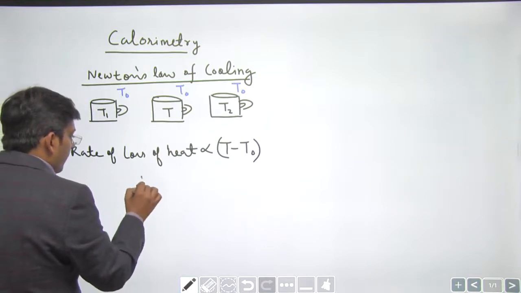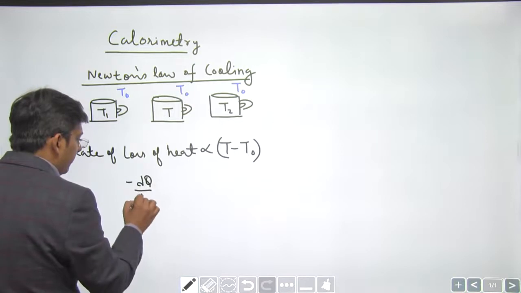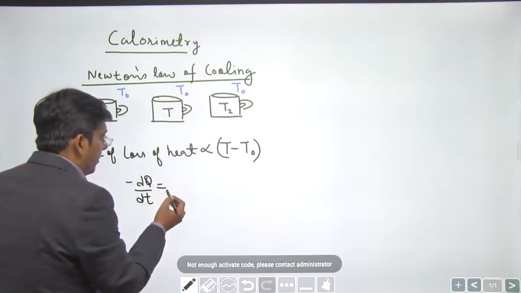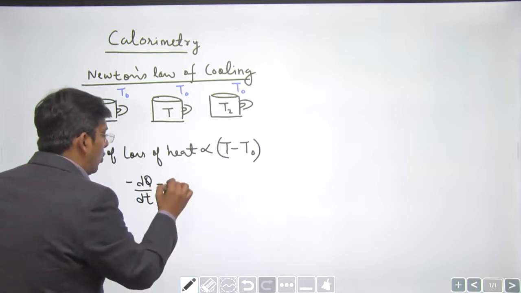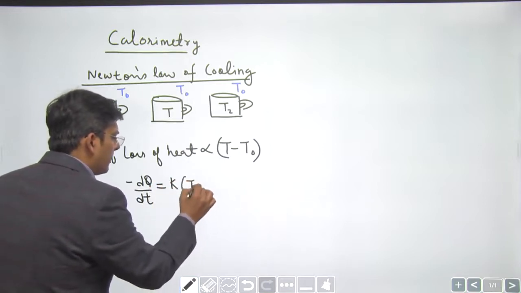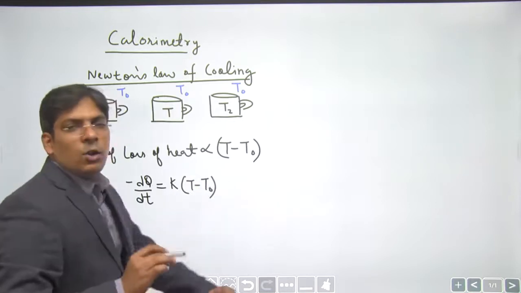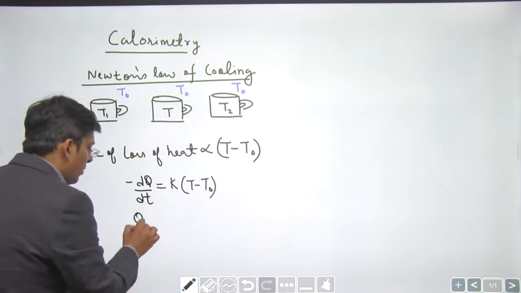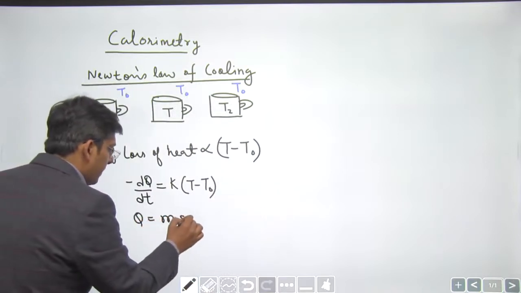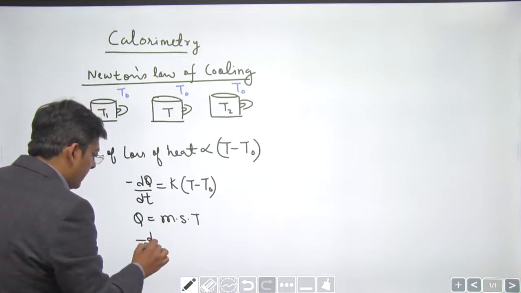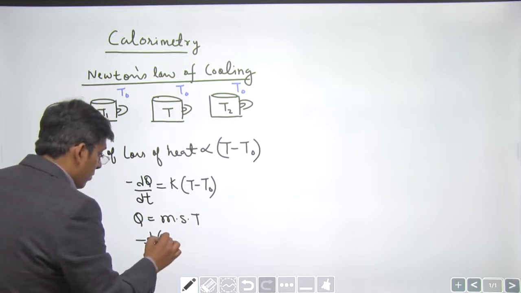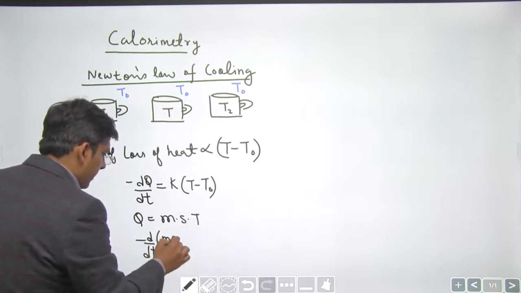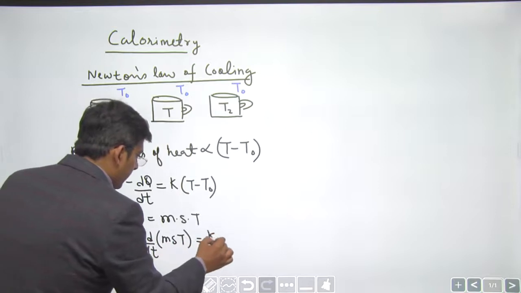So this becomes minus dQ by dt. Since there is a loss of heat, we have put a negative sign. When the proportionality sign goes, we put a constant, that is capital K. Here capital K is not the coefficient of thermal conductivity, it is some constant, right? Now you know that Q is equal to mass into specific heat into temperature.